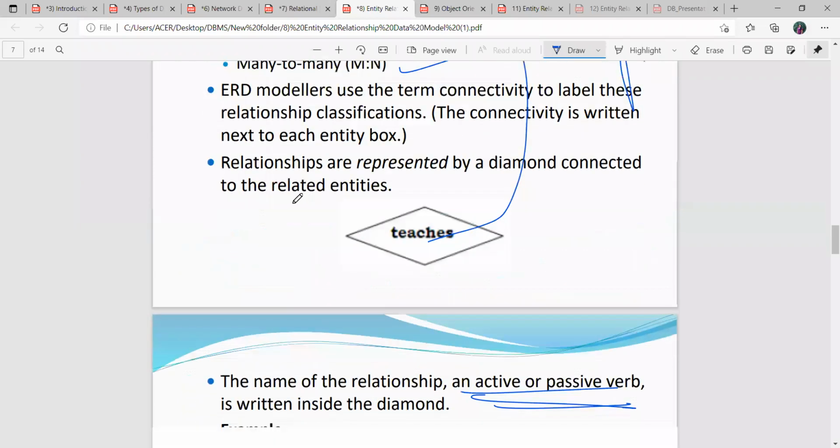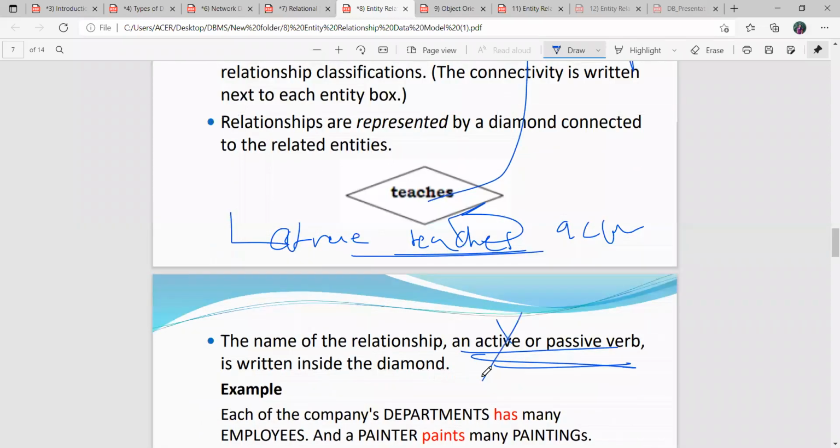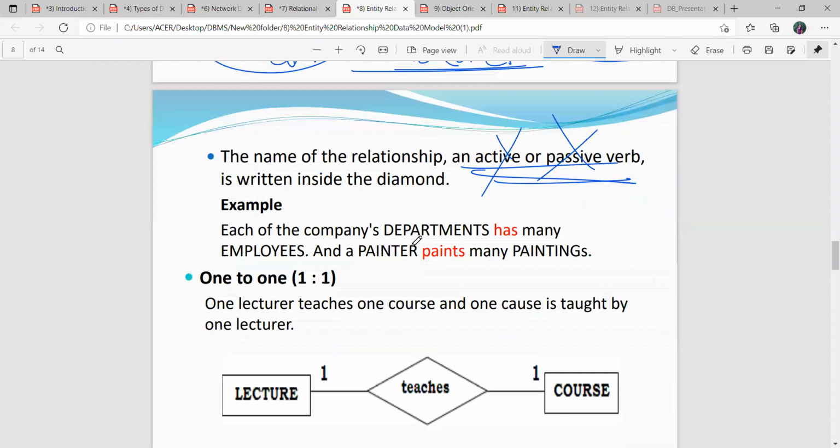As an example, let's take lecturer teaches course. So teaches is a verb. It should be an active form or a passive form. This is a verb. So these are nouns now. Entities are nouns. The relationships are verbs. Okay. So in this case, each company department has many employees, and parent paints many paintings.